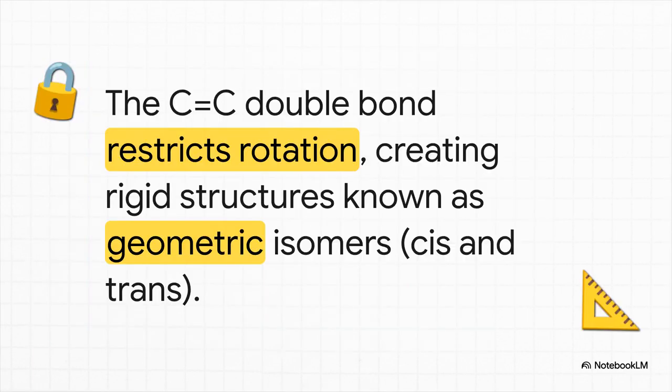Now this double bond, it's a total game changer. Unlike that free-spinning single bond we saw in alkanes, this one is rigid. It's stiff. It completely locks the molecule's shape in place. And this rigidity creates something called geometric isomers. These are molecules with the exact same atoms, but they're stuck in different 3D arrangements. We call these arrangements cis and trans.